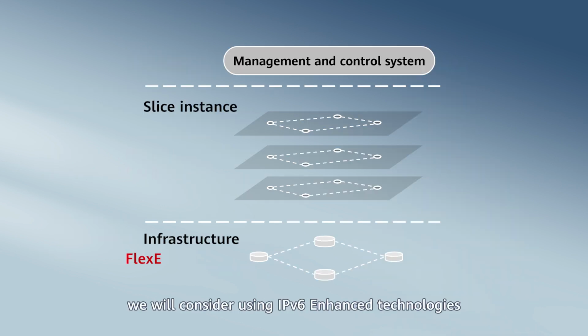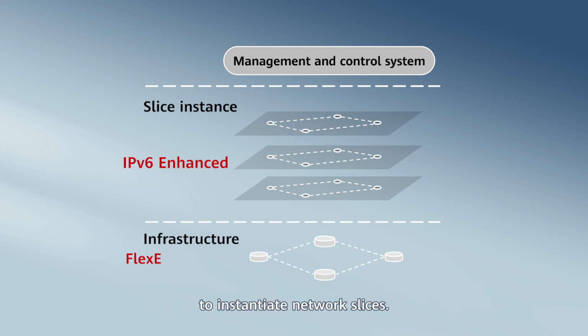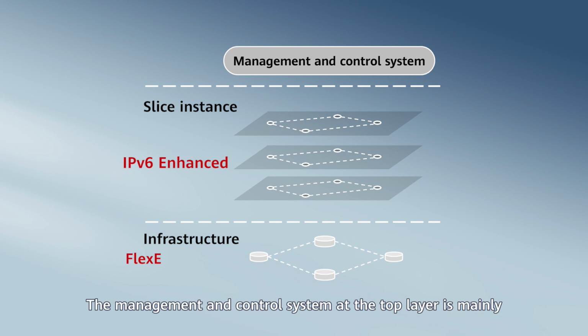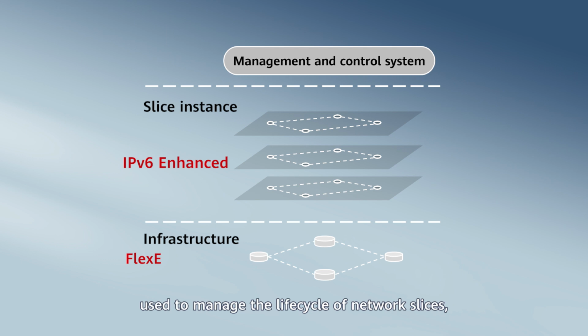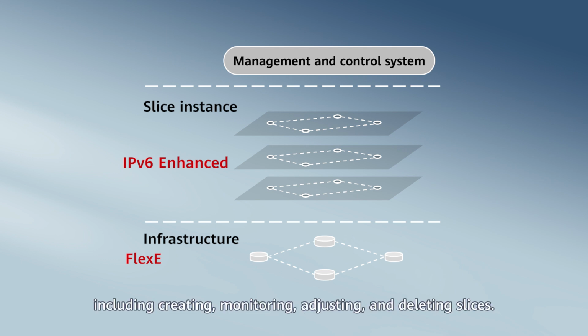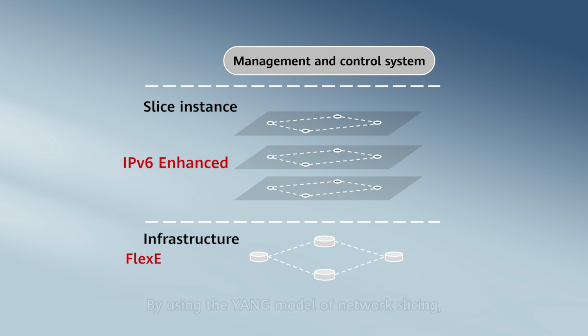At this layer, we will consider using IPv6 enhanced technologies to instantiate network slices. The management and control system at the top layer is mainly used to manage the lifecycle of network slices, including creating, monitoring, adjusting, and deleting slices. By using the Yang model of network slicing, the layer enables interconnections between standardized interfaces and users.